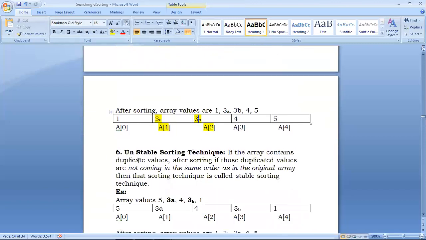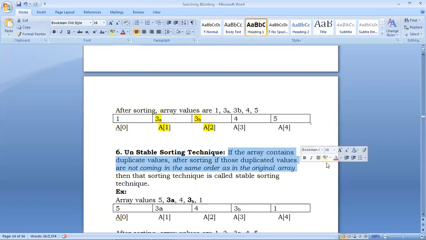Now what do we mean by an unstable sorting technique? If the array contains duplicate values, after sorting, if those duplicate values are not coming in the same order as in the original array, that means they are changing their order, then that sorting technique is called an unstable sorting technique. Let us try to understand.